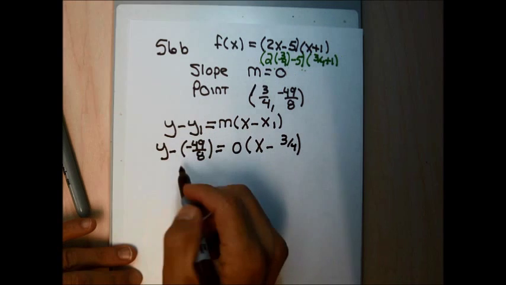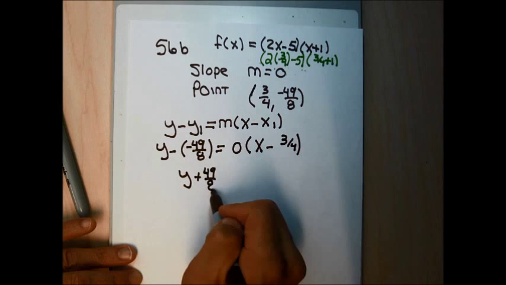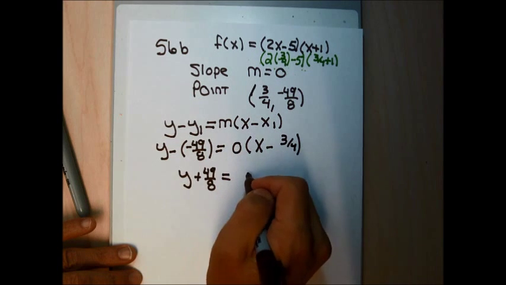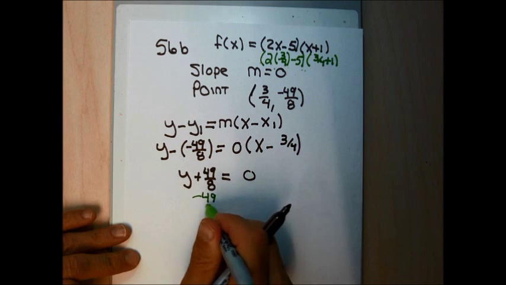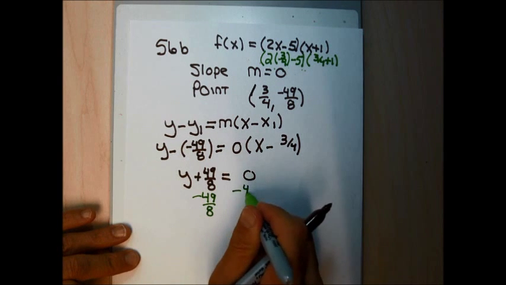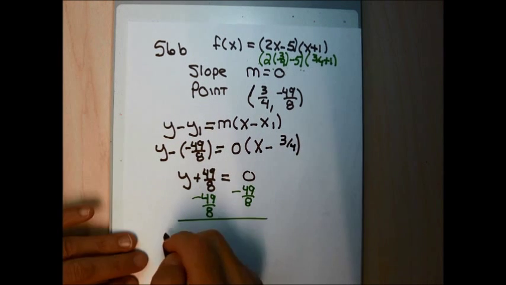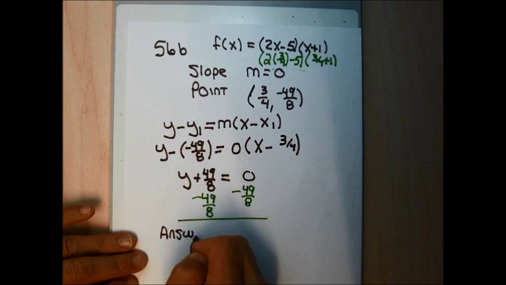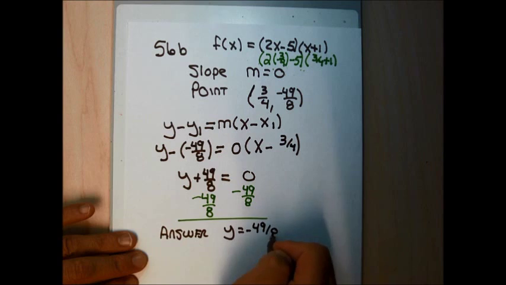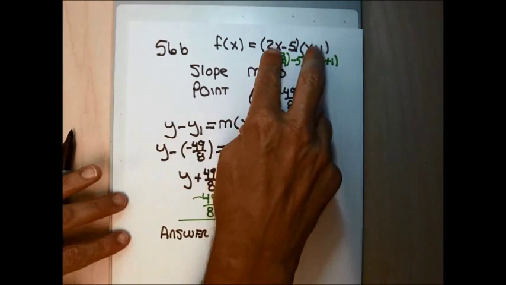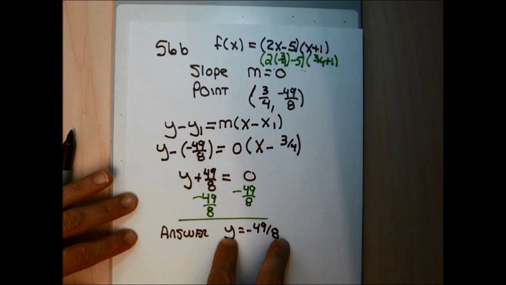On the left side, the double negative turns positive, so you get y plus 49/8. And on the right side, 0 times any quantity gives me 0. The right side comes out to be 0. And then I subtract 49/8 from both sides. And that's going to lead me to my answer to part 56b. So the answer to 56b is going to be y equals negative 49/8.